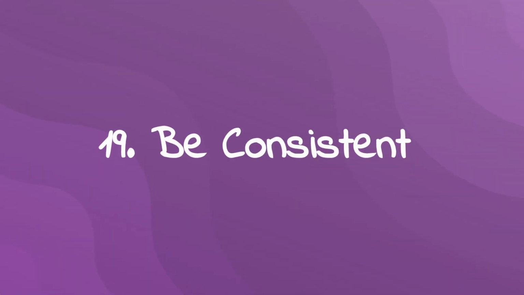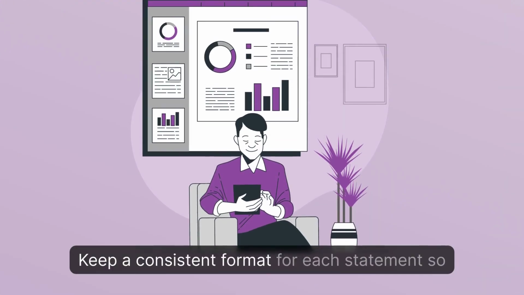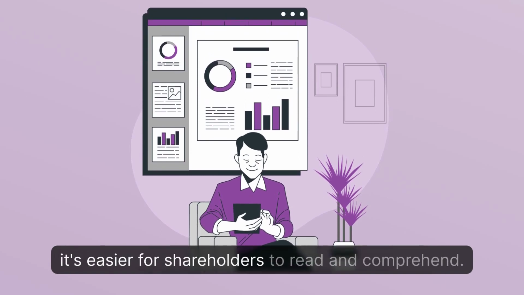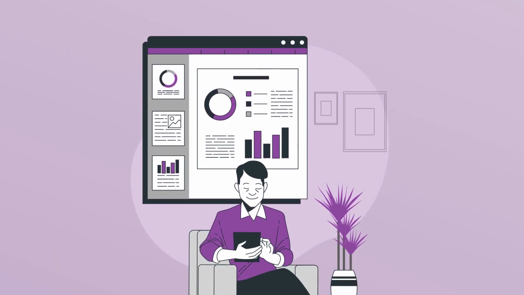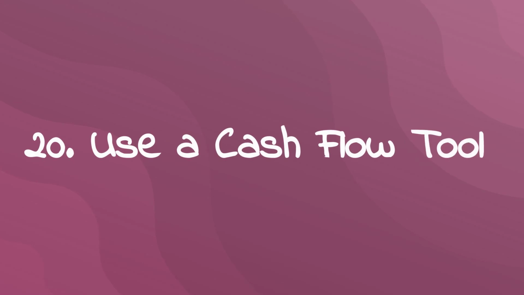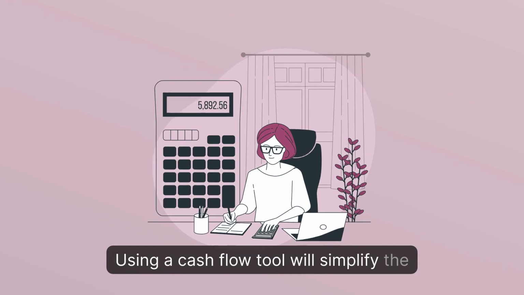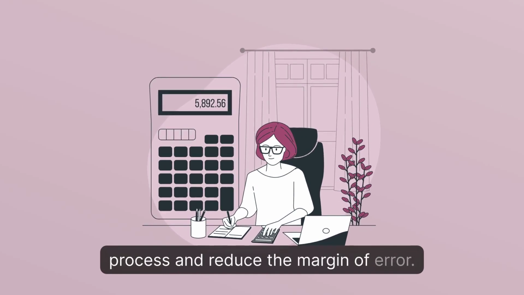19. Be consistent. Keep a consistent format for each statement so it's easier for shareholders to read and comprehend. 20. Use a cash flow tool. Using a cash flow tool will simplify the process and reduce the margin of error.